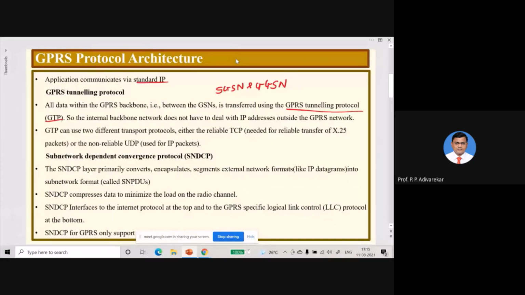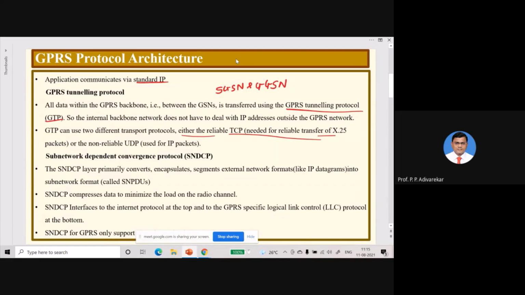For example, suppose the external packet data network is using X.25, which requires reliable data delivery. Then definitely you have to use TCP. So I'm repeating again: if the external data network is using X.25 for the network layer, then you have to go for TCP. GTP has to go for TCP for transportation of packets to the SGSN or towards the external network.